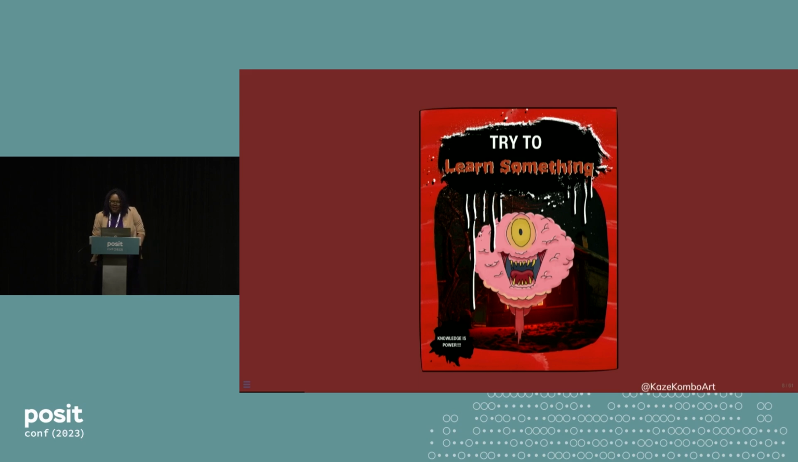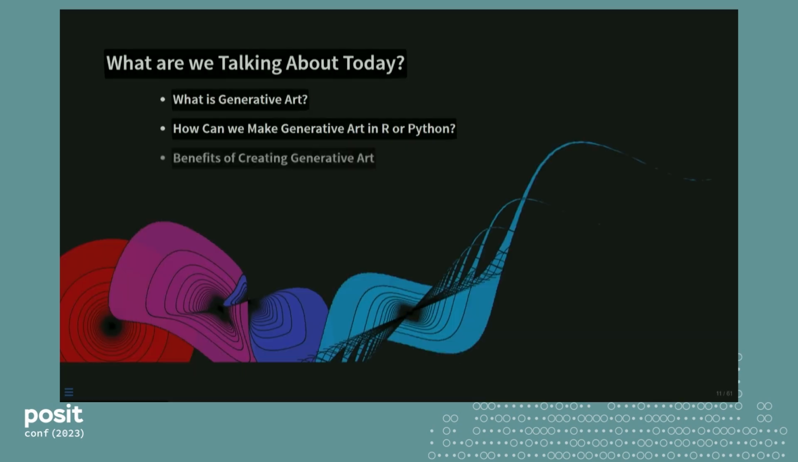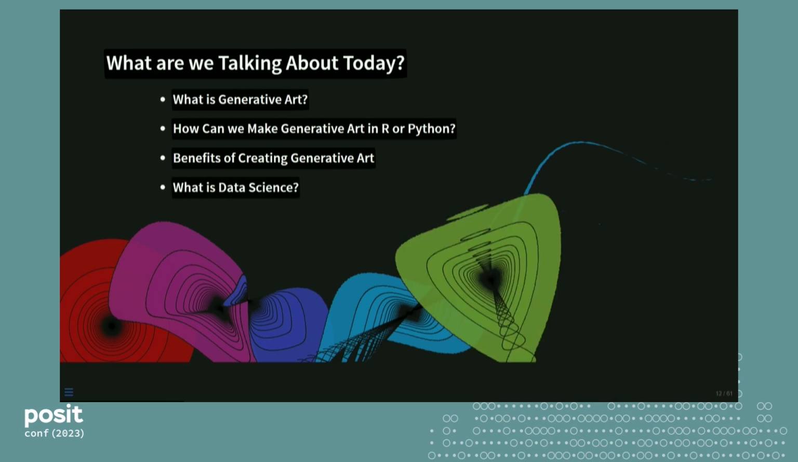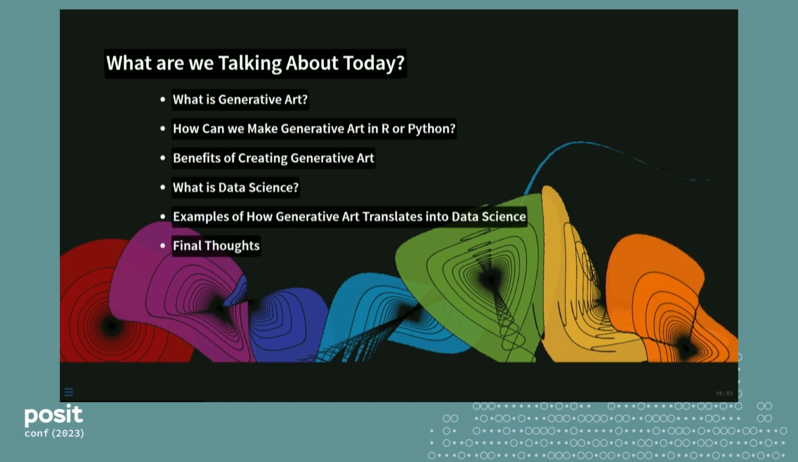I love them. Okay, so quick rundown. Obviously, we're gonna talk about what is generative art. I'll go into how we can make it in R or Python. I'll go into some benefits of creating art. Then we'll switch gears and quickly talk about what data science is. I'll give some examples of how generative art translates into data science. And I'll leave you all with some final thoughts.